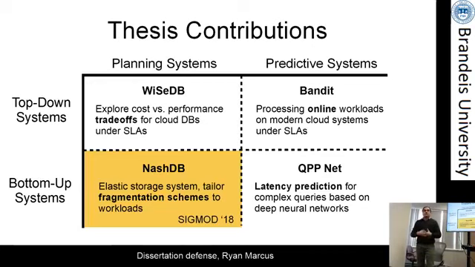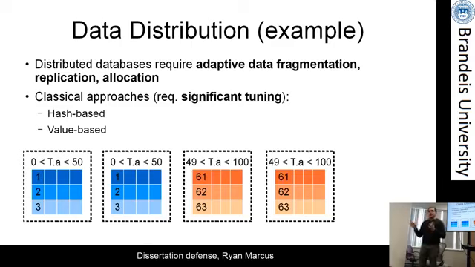Normally with a distributed database, you have some kind of DBA who's sitting around, monitoring the workload, and who says, oh, hey, this really isn't working. We've got to change things a little bit. We've got to repartition something or re-replicate something. The two classical approaches to this problem are hash-based fragmentation schemes or value-based fragmentation schemes.